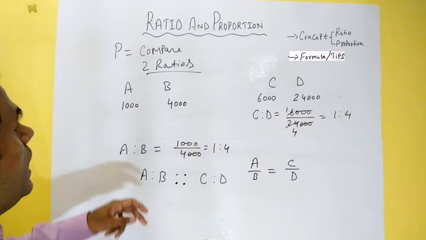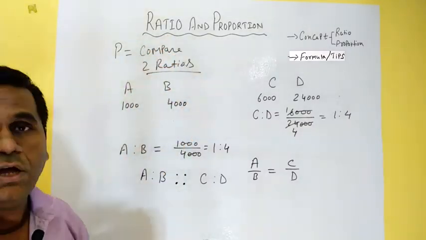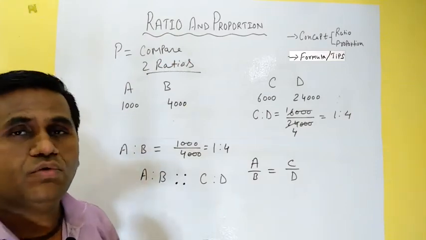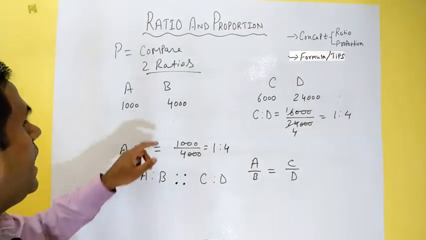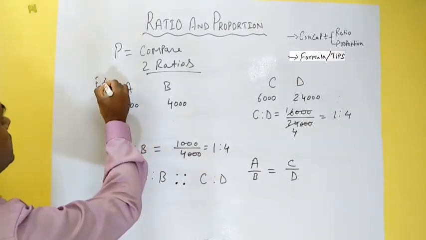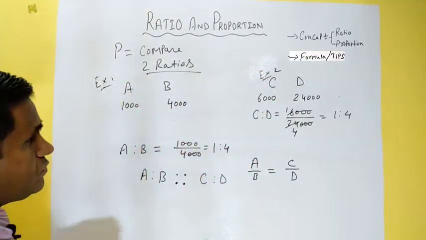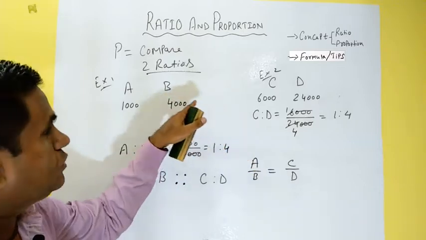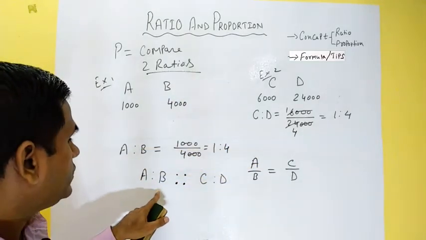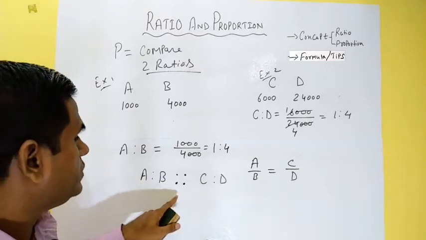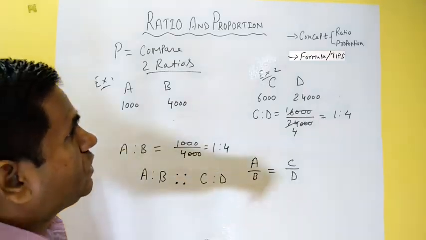So we have now covered proportion also. Remember friends, ratio is to compare between two quantities, but proportion is to compare between two ratios, as we have seen here in the example. This is 1 and then this is 2. Both are ratios, and upon simplifying we are getting the same ratio. So since it is the same, we can say the ratio of A and B is proportional to the ratio of C and D, and we can also write it like this. So we have covered the concept.